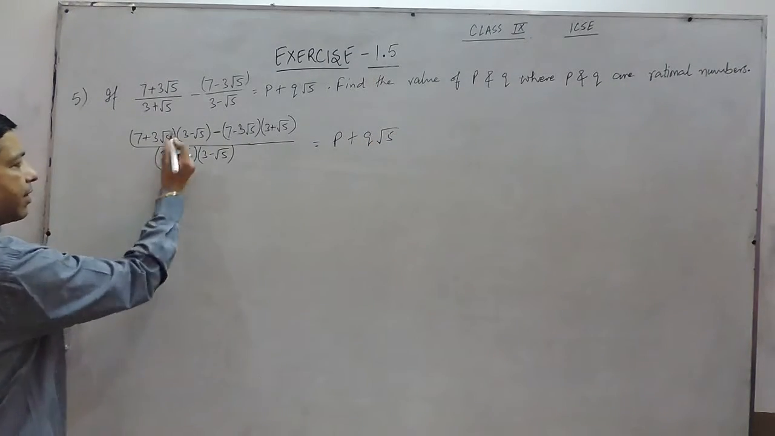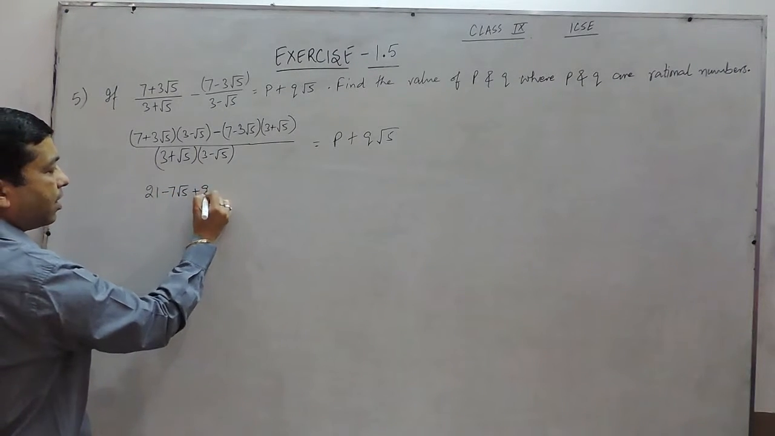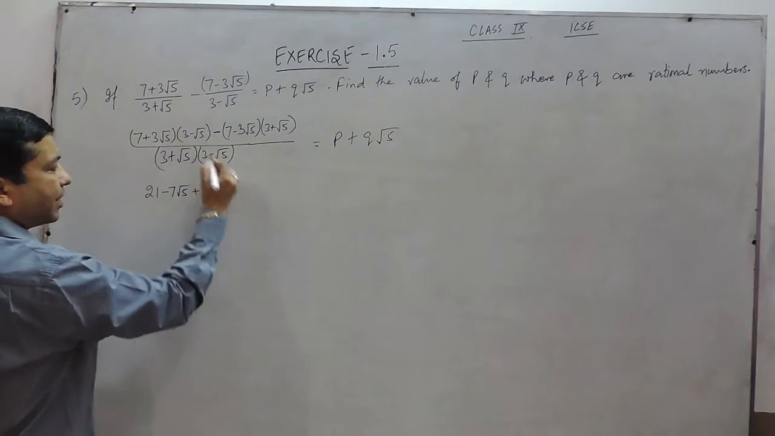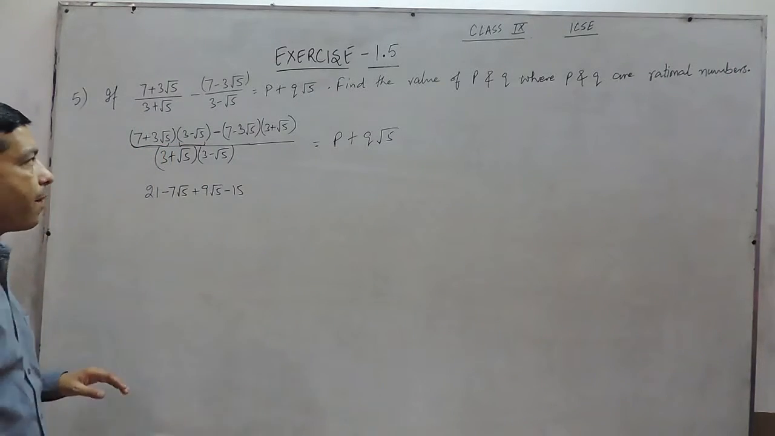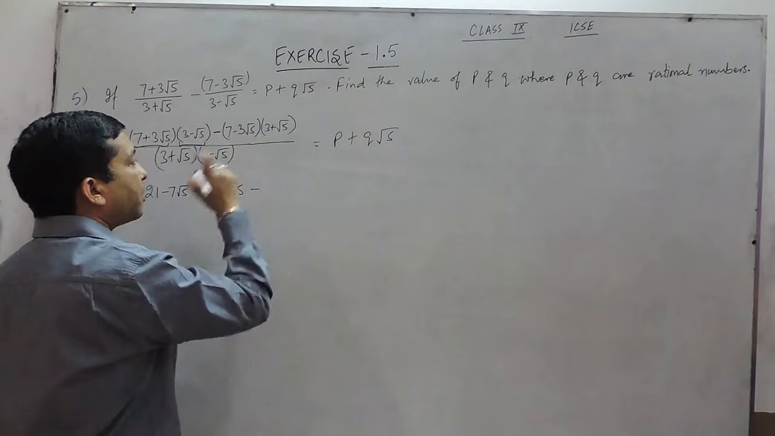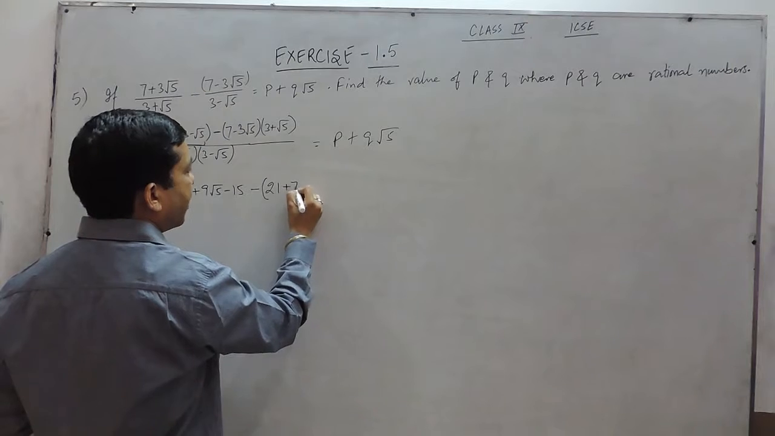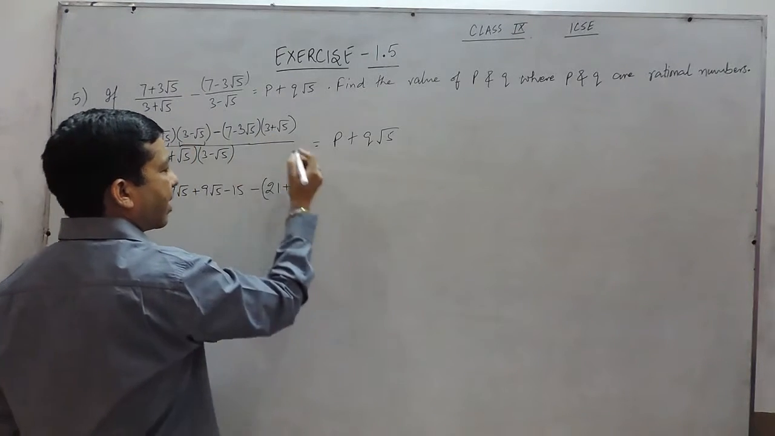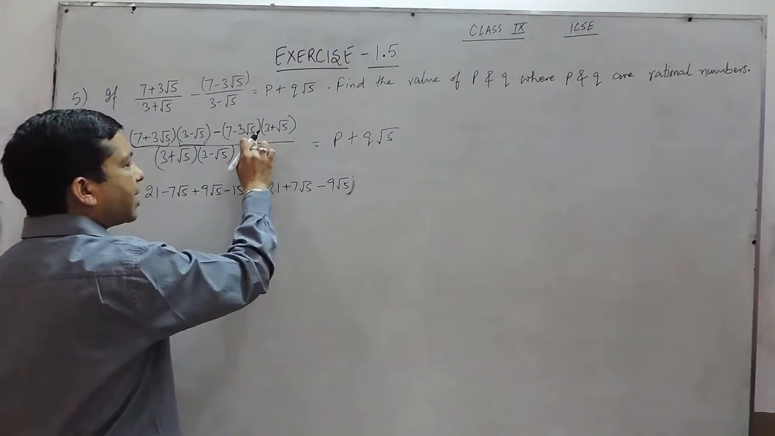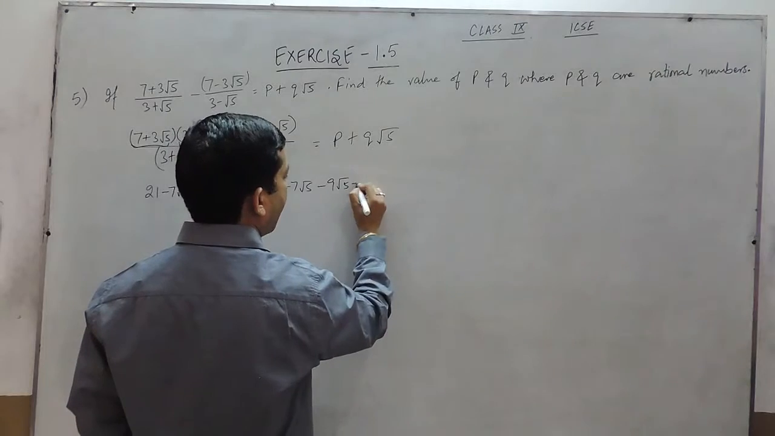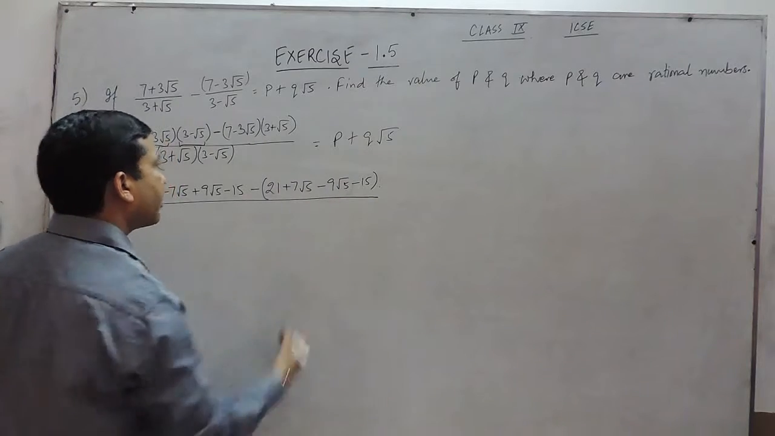Now, when we multiply, then 7 times 3 is 21, minus 7 under root 5, plus 9 under root 5, minus 3 into 5, that is 15. This term is multiplied by 3 minus root 5. Then it is minus 7 multiplied by 3 is 21. Then 7 multiplied by root 5 is plus 7 root 5. 3 root 5 multiplied by 3 is minus 9 root 5. And minus 3 root 5 multiplied by root 5 is minus 15. So this is the numerator upon.